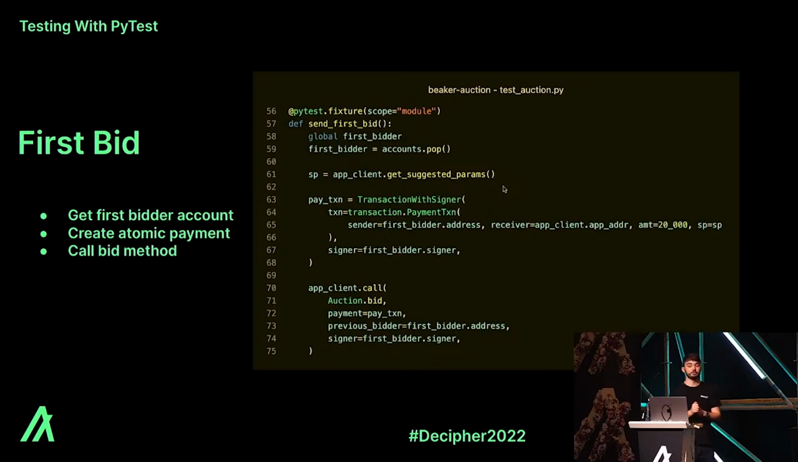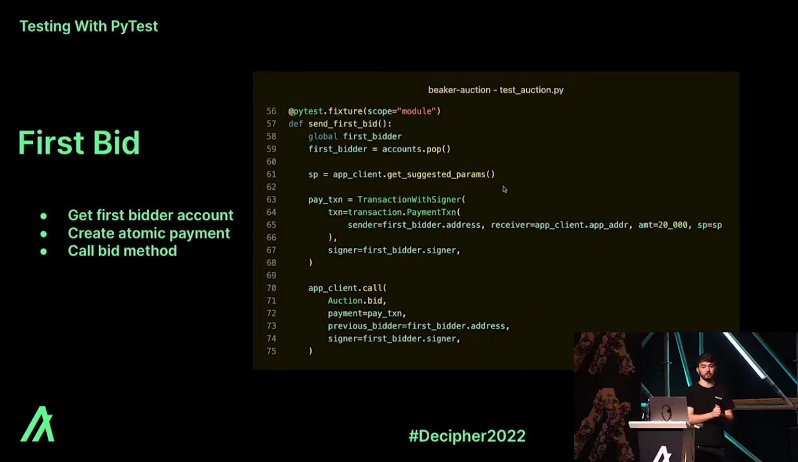And now we have a fixture for sending two different bids, because the logic is a little bit different for both of them. We want to make sure we have complete code coverage. So here, for the fixture for our first bid, we're popping an account off the array to signify the first bidder. We're getting our suggested parameters from the application client. We are creating a pay transaction, which will be the actual bid.